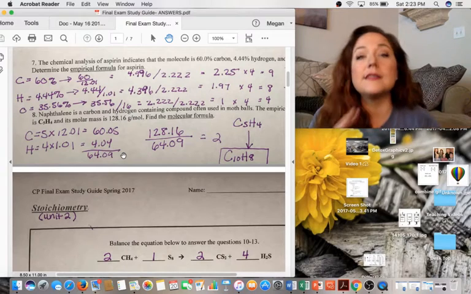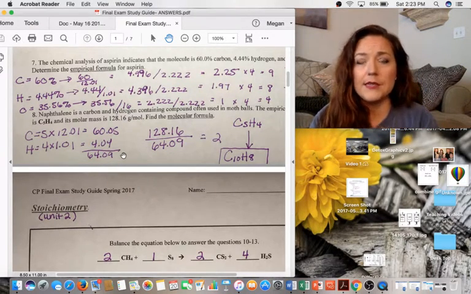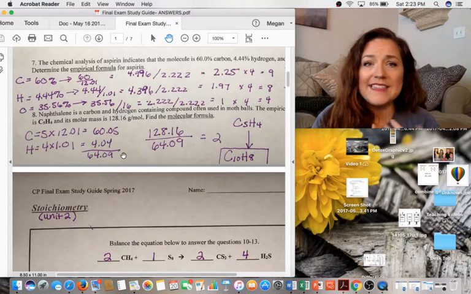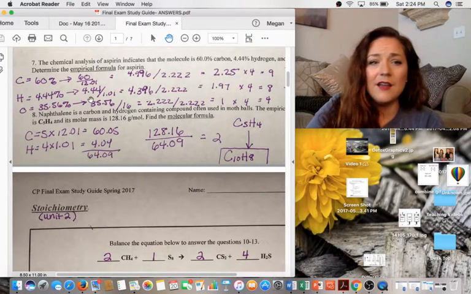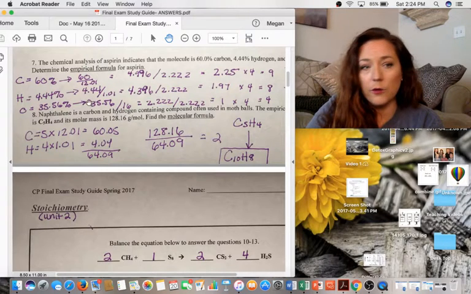I know it looks scary to try to find the empirical formula when you're given percents, but it's not that scary, just take it step by step. So first, you're given percents for each of your given elements. Carbon had 60%, hydrogen had 4.44%, and oxygen had 35.56%. So I simply make those into grams: 60, 4.44, 35.56.